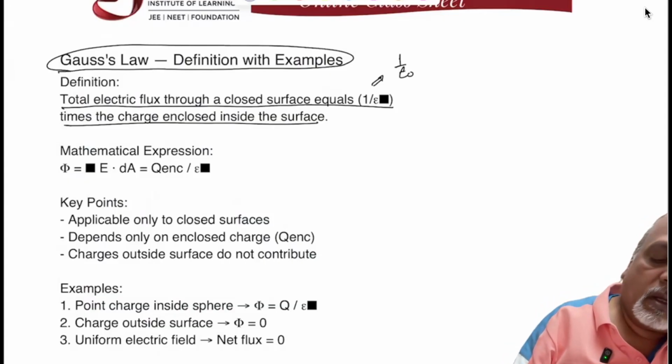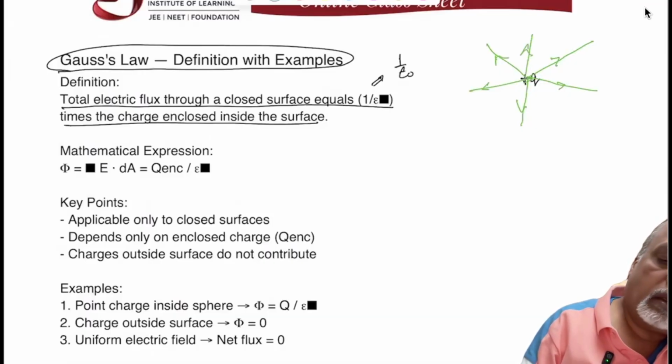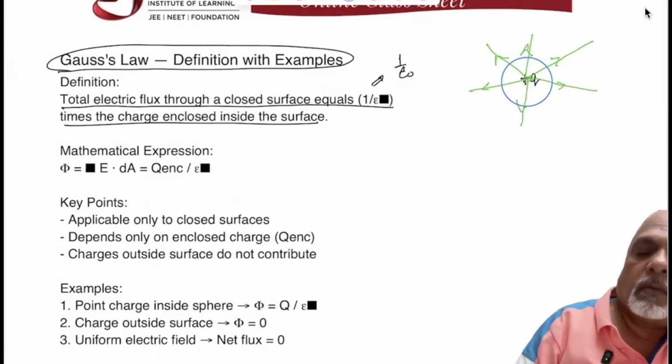Now, suppose you have a Q charge. As you have seen, its area of influence will be these electric field lines. Suppose if we make a surface, then through this surface, all the electric field lines coming out from the plus Q charge will pass through.